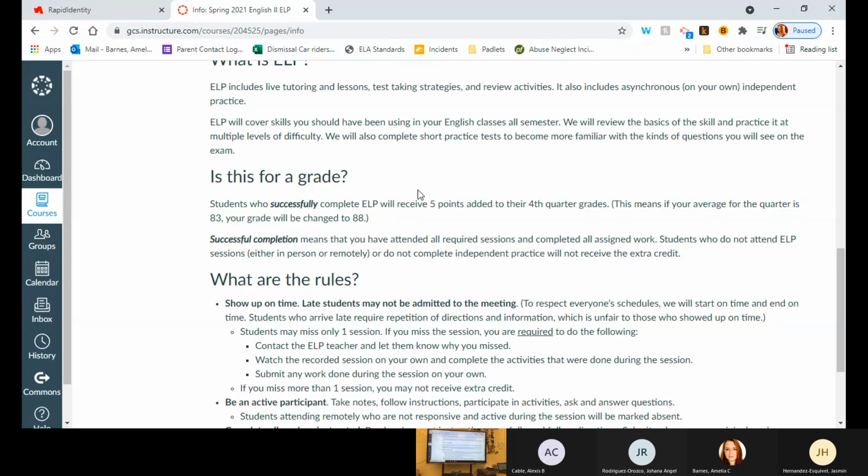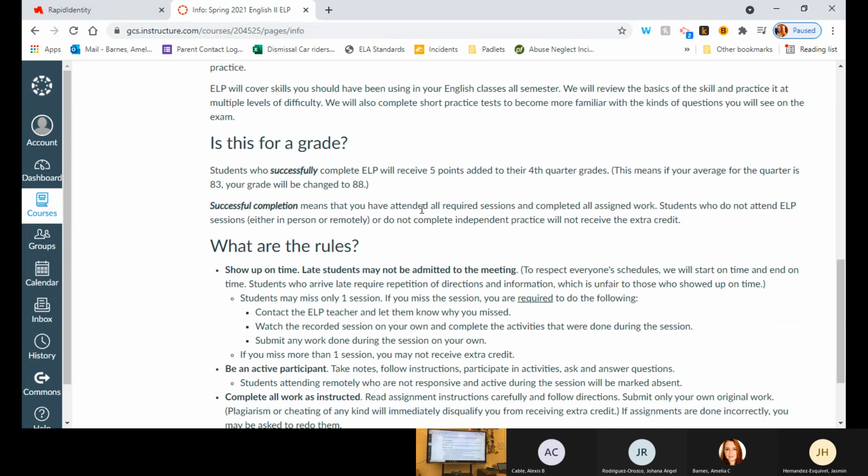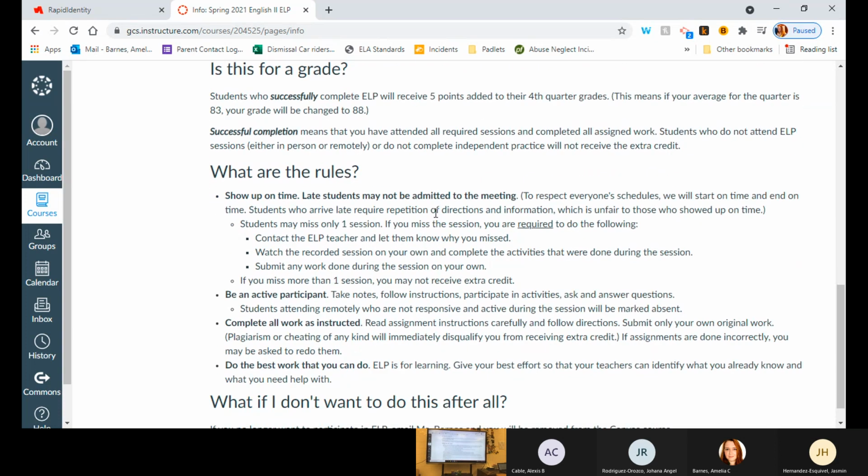If you successfully complete ELP, you get 5 points added to your 4th quarter grade. Successful completion means that you attend all required sessions and complete all assigned work. You don't get the extra credit if you don't meet the requirements.